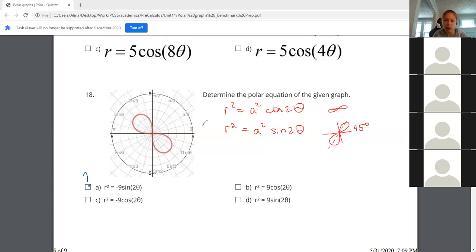You're both right. It will be negative, and minus 9 sine theta. If you look closer, 1, 2, 3, you can see the length of this petal is 3, which means a squared has to be 9, and it has to be sine because it's rotated by the angle. It doesn't start at 0, and it has to be negative. So you both are correct, and A is the answer in this case.